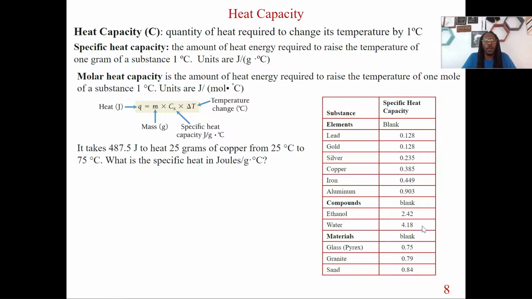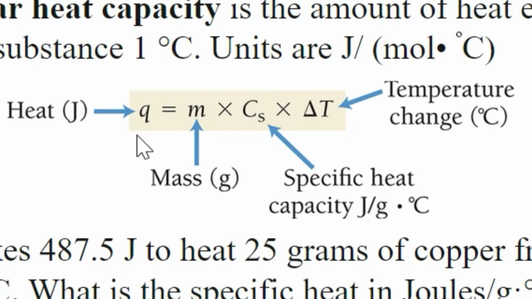Now, when we're talking about heat capacity, we have this equation over here, and this is going to be the main equation we're going to focus on today. Q equals M times C times delta T. So let's break this down to say what each of these letters means, all right? So Q, we all know right now that Q should be heat, right? Remember, Q is heat. Therefore, the units for Q, you should expect to see joules.